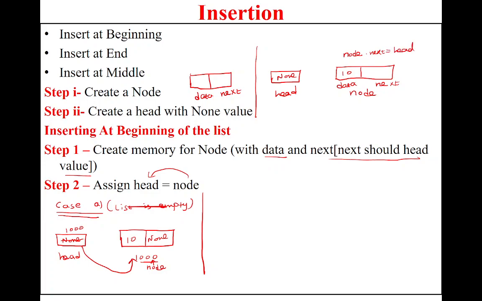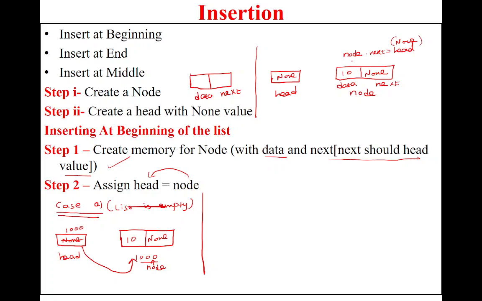We are just thinking like this. So what is the head? None. So this none value will come into this part. So the node will first be created like this. This is the first step, step 1. The node is created with some data and the none value. From where are we getting the none value? From the head. Head is giving the none.